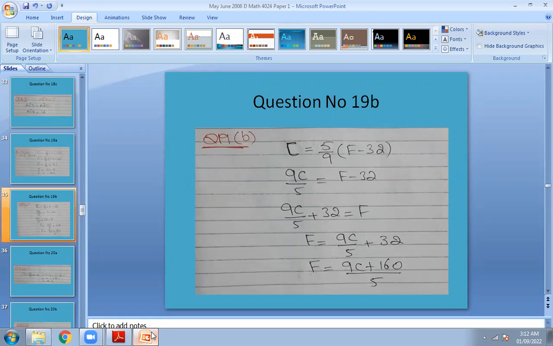So C is equal to 5/9 (F minus 32). So 9C divided by 5 is equal to F minus 32. So you will have 9C divided by 5 plus 32 equals F. So F will be equal to 9C divided by 5 plus 32. And you take the LCM, so we'll have (9C plus 160) divided by 5. So this is how you make F the subject of the formula. Hopefully you understand. That was the question number 19.